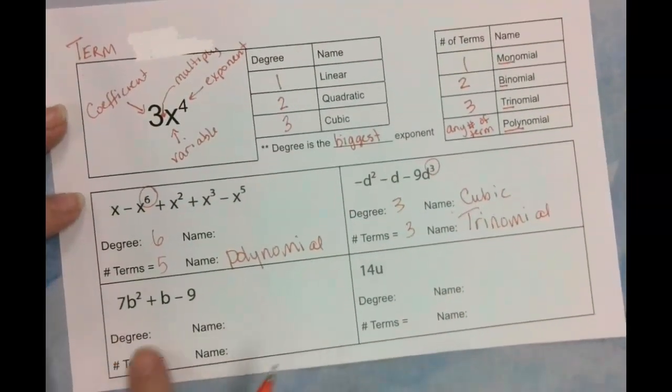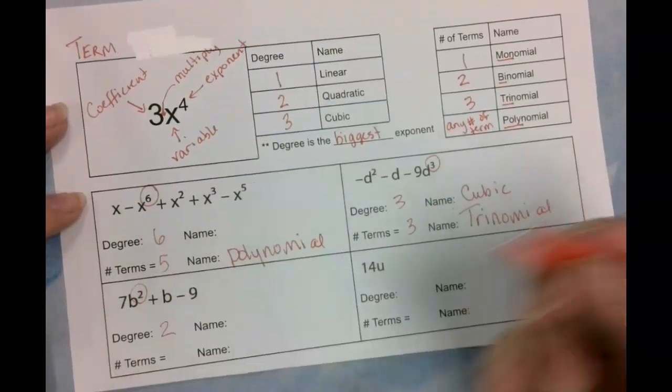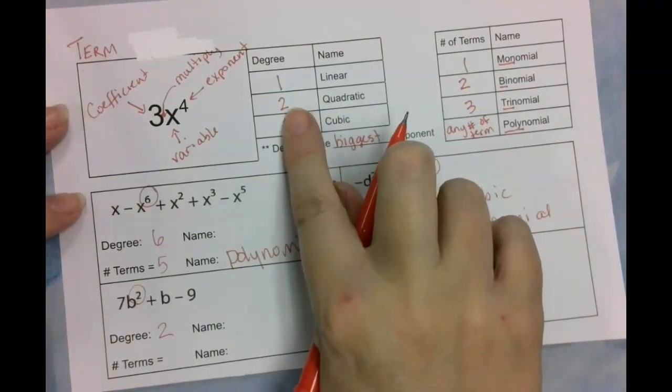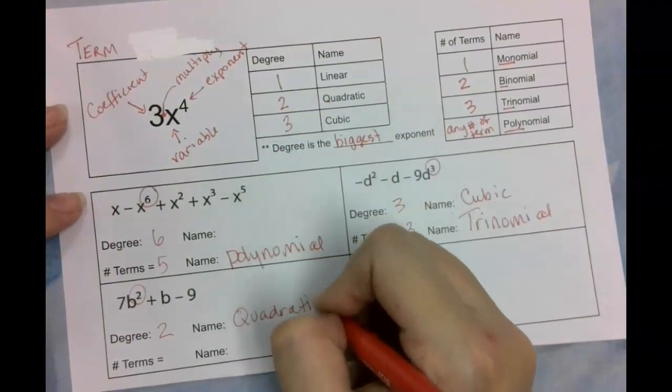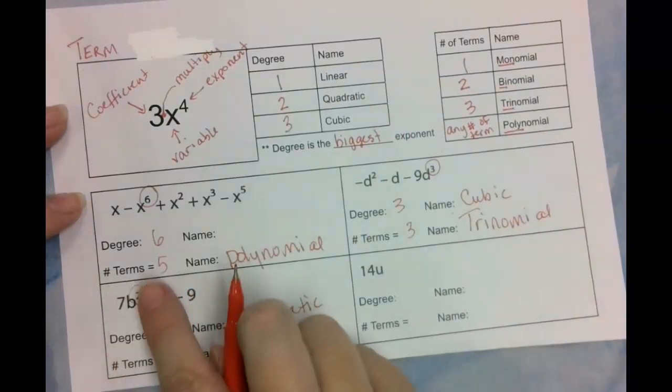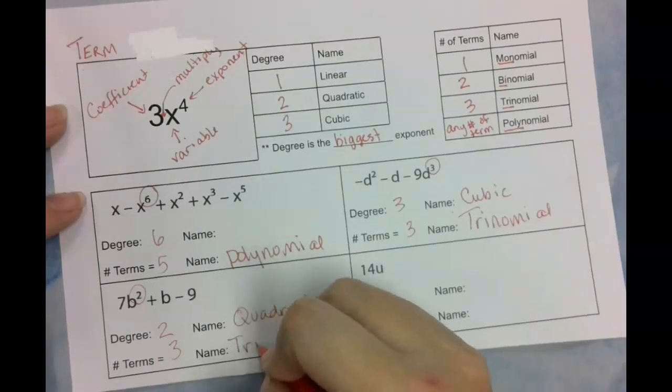This one, where's the biggest degree? The biggest exponent is this one, is 2. So the biggest degree is 2, so this is a quadratic. And how many terms does it have? 1, 2, 3. So this is a trinomial.